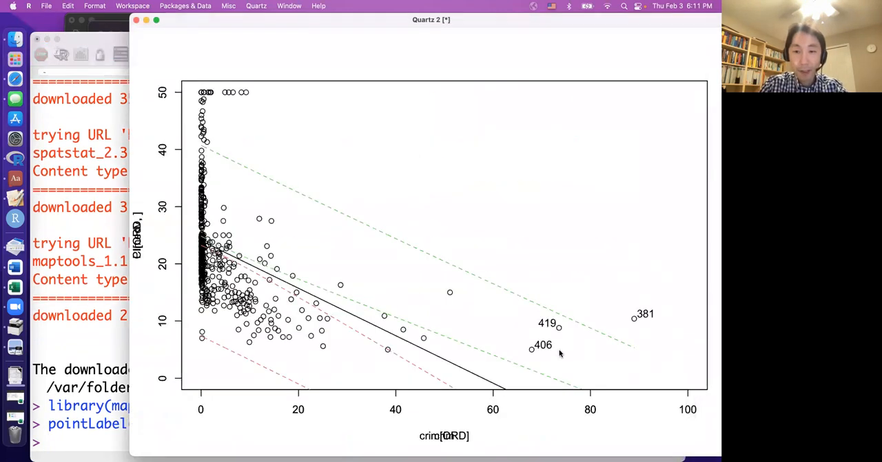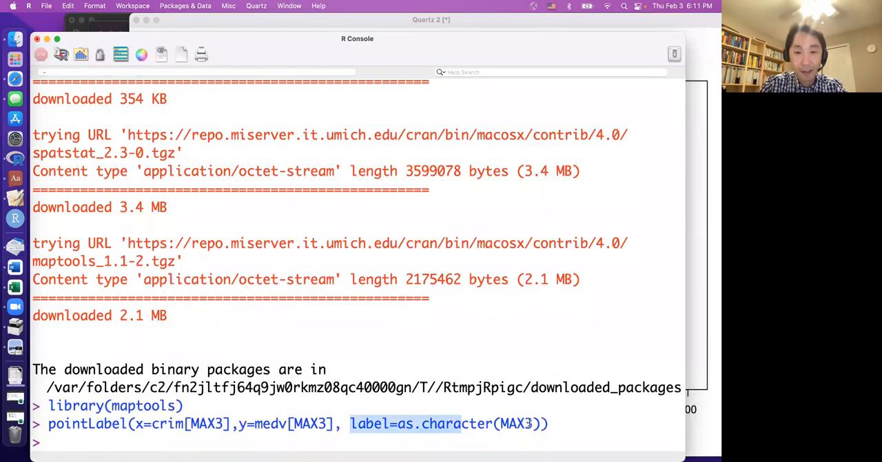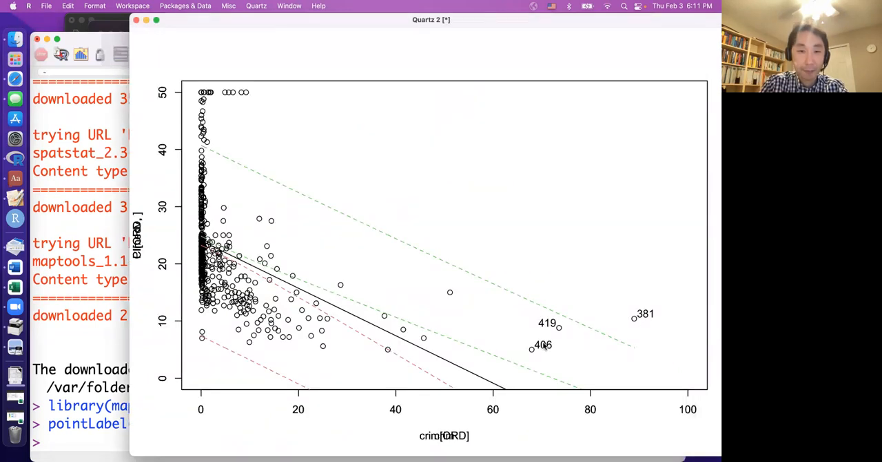Then we can put it here. Okay, so this is the 381st observation, and this is 406 or 408, 419. Also, if you want to put the name of the town, you can specify the label in that way. Maybe you can prepare some variable, prepare the names, and you can put it like this. So this is how to do the analysis.